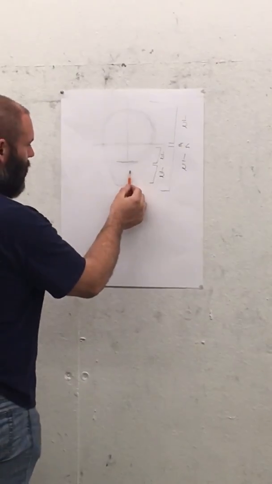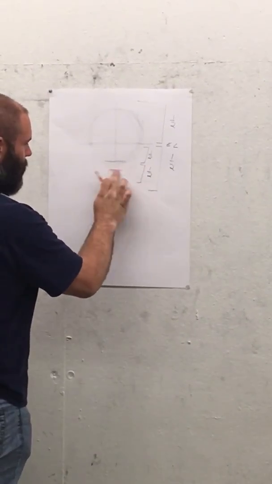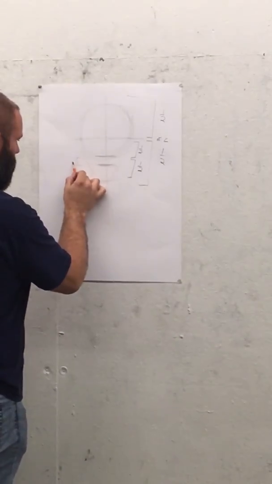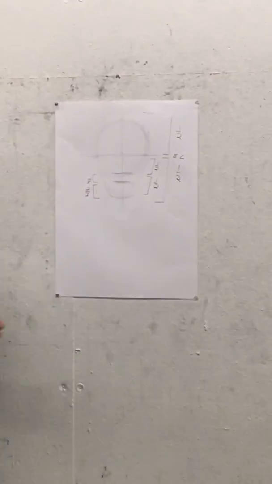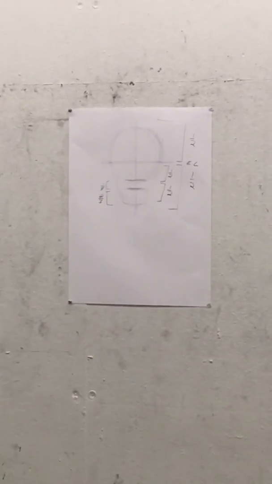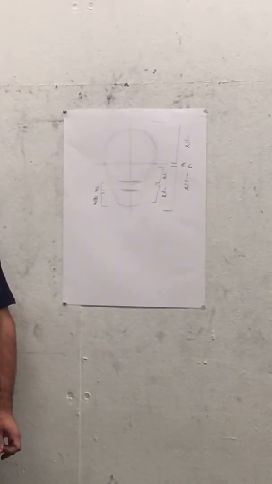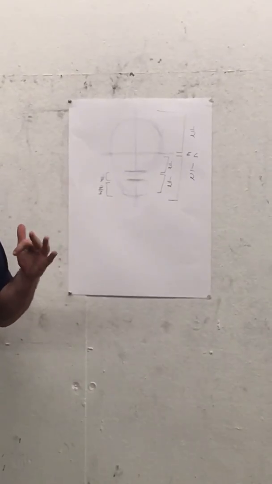And then approximately a third of the way down is the crease or opening of the mouth. Okay? The center of the lips. Those are the main proportions of the human head, okay?